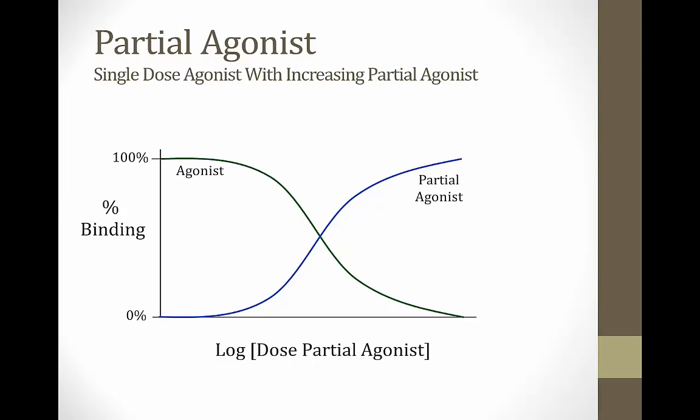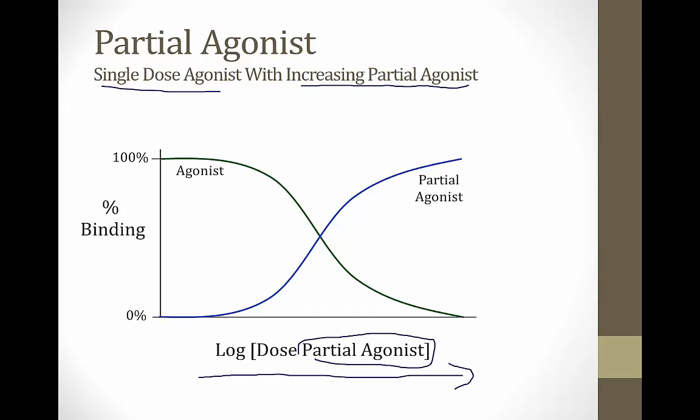The first curve is this one right here, which represents a single dose of the agonist given with increasing dosages of the partial agonist. So let's look down at the graph. On the x-axis, as we go higher up the x-axis, we're showing increasing dosages of the partial agonist. On the y-axis, what we're showing is the percent of receptors that are filled by either the agonist or the partial agonist.